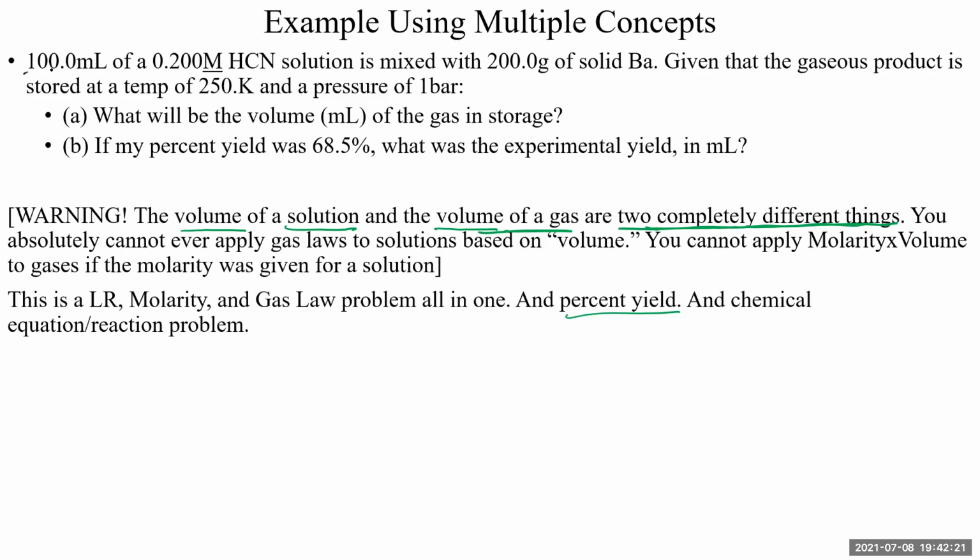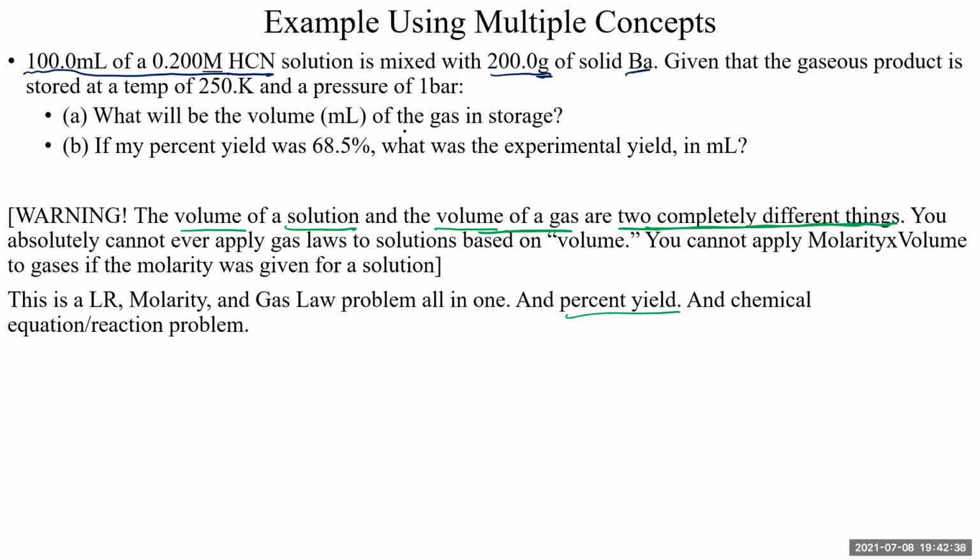Okay, so we have 100 milliliters of a 0.2 molar HCN solution mixed with 200 grams of barium. Given that the gaseous product is stored at a temperature of blah, blah, blah, and a pressure of 1 bar, what will be the volume? Okay, so this is clearly a stoichiometry problem.